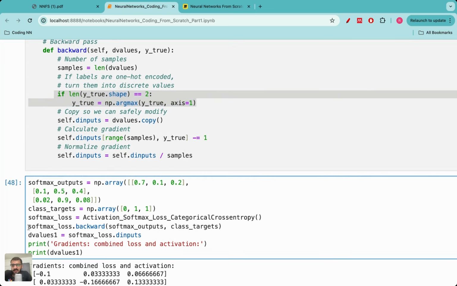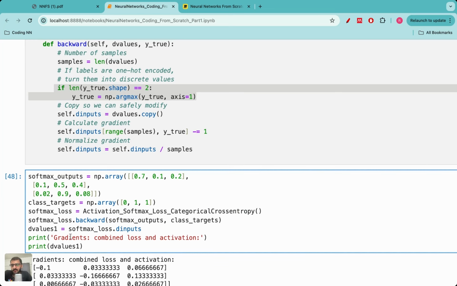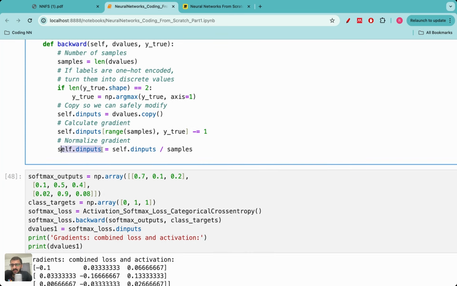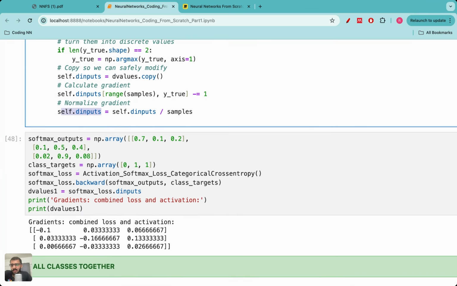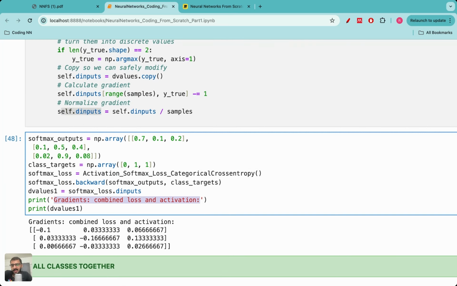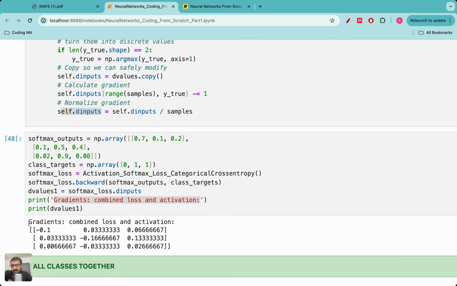So then we call this method softmax_loss.backward, which takes two arguments. It takes the softmax outputs as the first argument and the class targets as the second argument. And that's it. Then we return softmax_loss.dinputs, because our output is stored in this variable called dinputs, as we saw over here. So finally, we will be printing the gradients of the combined loss and activation function, and these are the gradients.